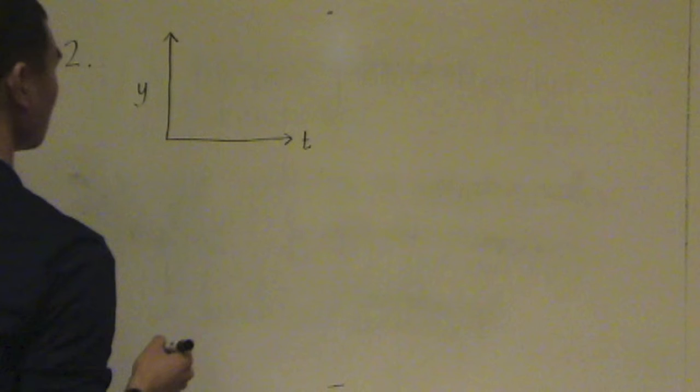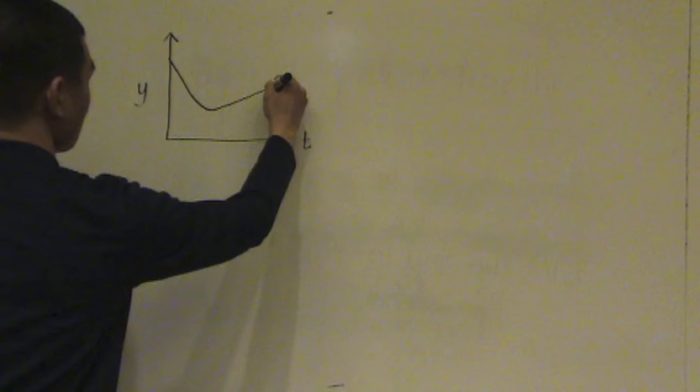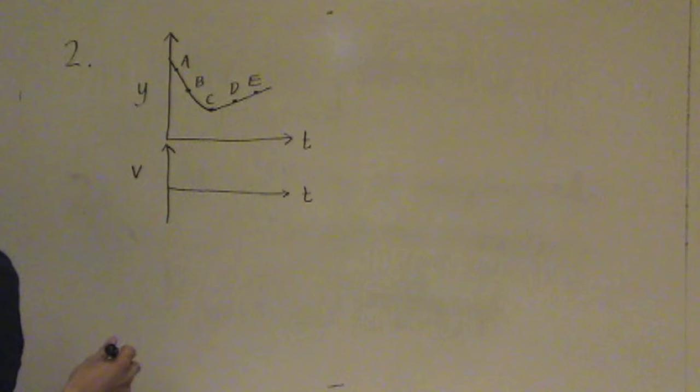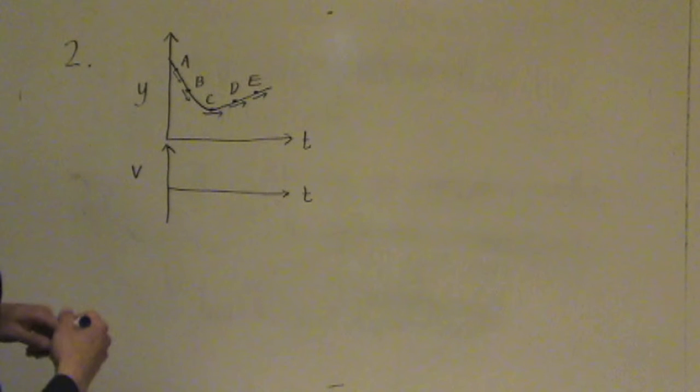Number 2. This is a graph problem, and we're given position versus time and 5 points along the curve, A, B, C, D, and E. We're asked to find where the acceleration of the particle is the greatest. To go to an acceleration versus time graph from position versus time, we have to take the derivative twice. The first derivative will give us velocity versus time. And to find the curve of velocity versus time, we have to look at the slope of position versus time.